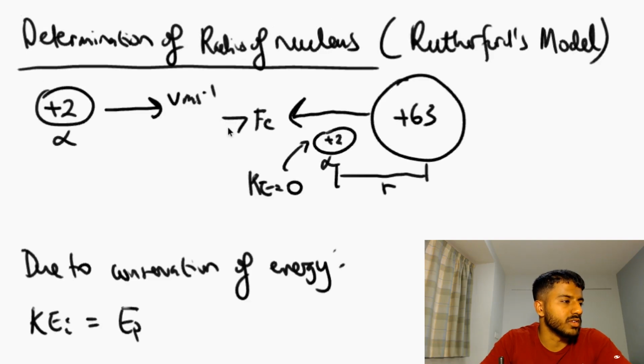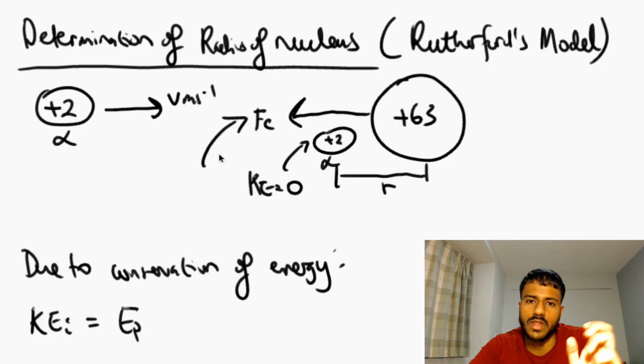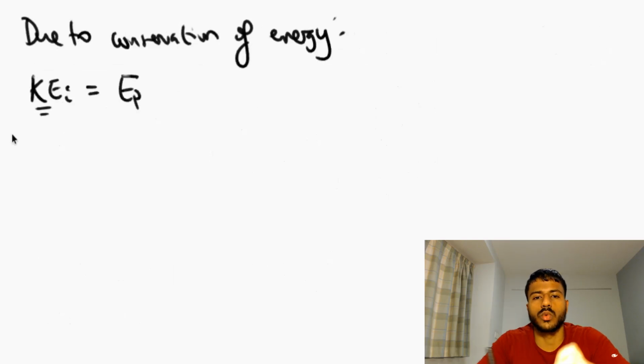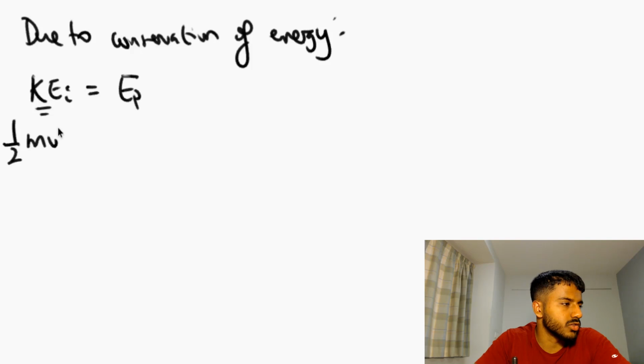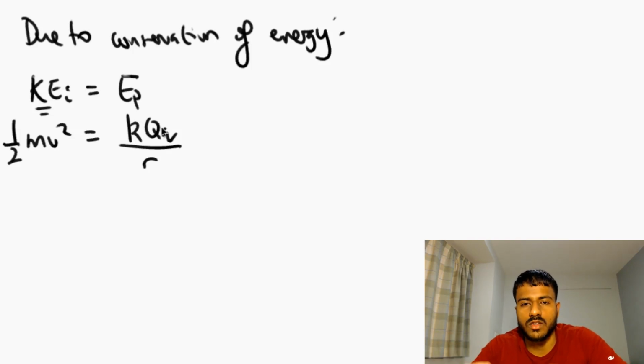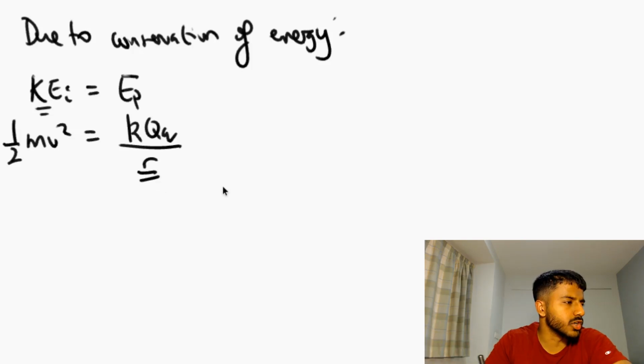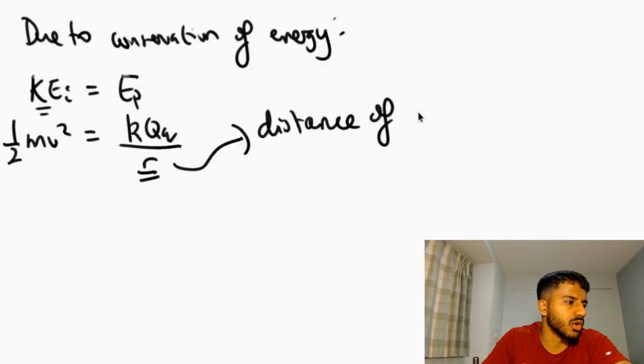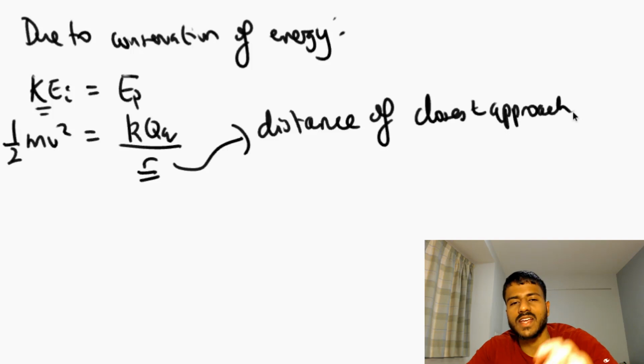And that is because we know that there is an electrostatic force of repulsion between the alpha particle and the gold nucleus. So we know that half mv squared is equal to kqq over r, where these two q's represent the respective charges of the gold foil and the alpha particle. And ultimately you could work out this value of r, which is actually known as the distance of closest approach. And it can be a rough way to estimate the radius of a nucleus.